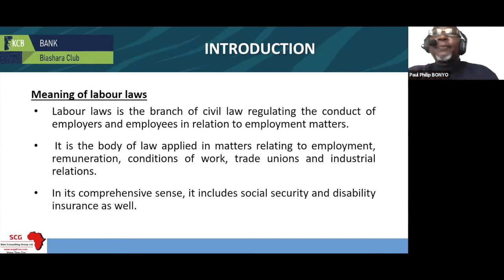Now, having given that background, I would like us to focus more on the relevance of labor laws in your business and probably the consequences that may follow if you don't observe labor laws in the Republic of Kenya.